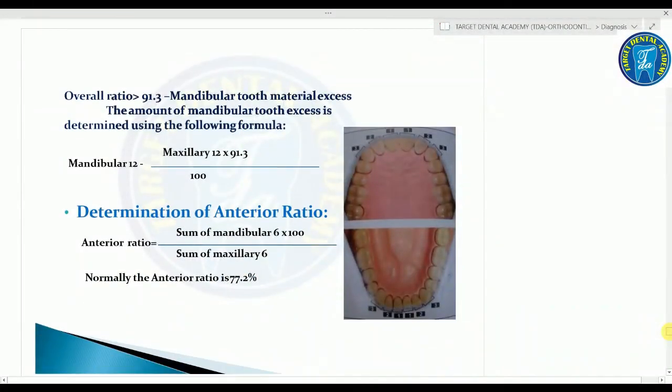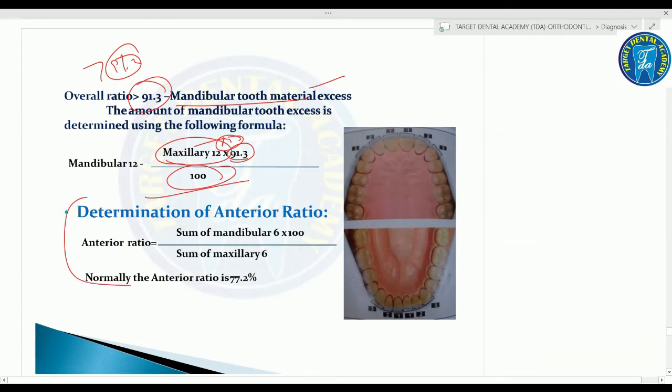And if the overall ratio is more than 91.3, then there is a mandibular tooth material excess. In that case, the mesiodistal width of the maxillary 12, that is from molar to molar, into 91.3 divided by 100.